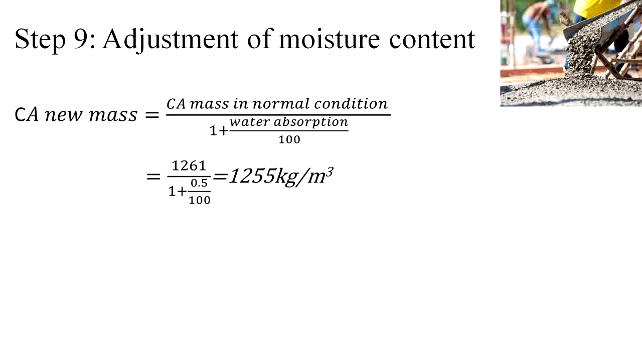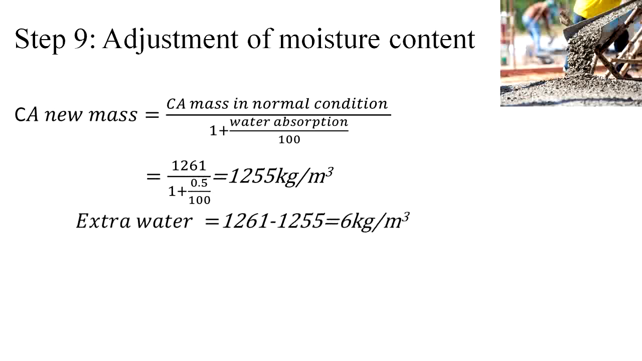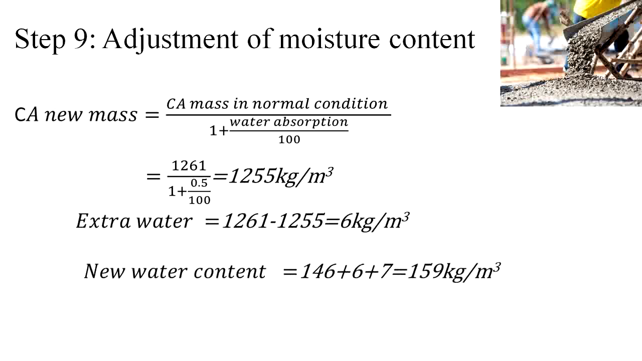In the same way, we are going to find the extra water for coarse aggregate also. By substituting in the formula, we will be getting the extra water content for coarse aggregate as 6 kg per meter cube. Therefore, the new water content is the original water content value we determined as 146, plus 6 and 7, the excess water from the two aggregates. By adding all these three values, we will be getting the new water content value as 159 kg per meter cube.